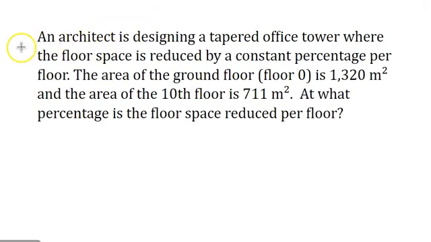An architect is designing a tapered office tower where the floor space is reduced by a constant percentage per floor. So just to get a little visual on that, we have this tall building and it's tapered. So the lower floors are larger than the upper floors. The area of the ground floor, floor 0, is 1,320 square meters, and the area of the 10th floor is 711 square meters. At what percentage is the floor space reduced per floor?